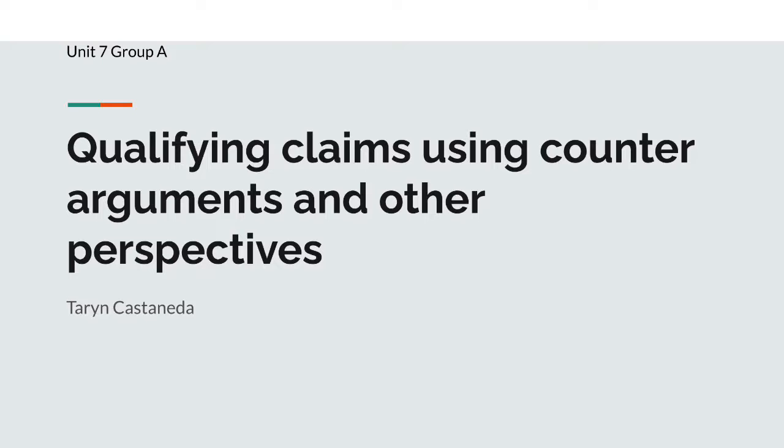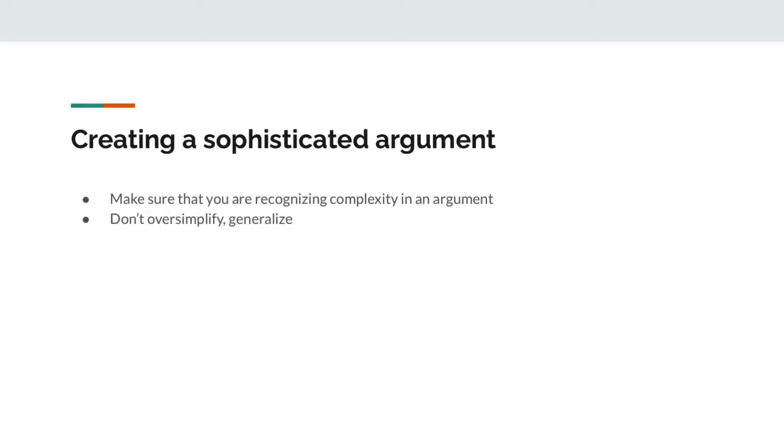I'm going to be talking about qualifying claims using counter-arguments and other perspectives. In order to create a sophisticated argument, there are two things that you need to think about. You need to make sure that you are recognizing complexity in an argument, and that you're not oversimplifying, but instead generalizing the argument that you are trying to make.